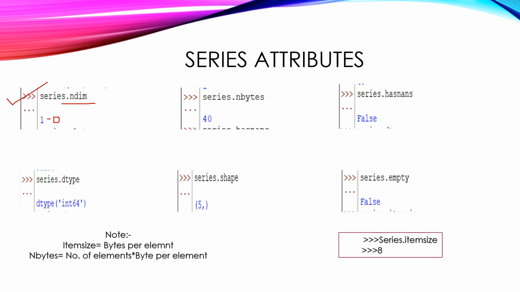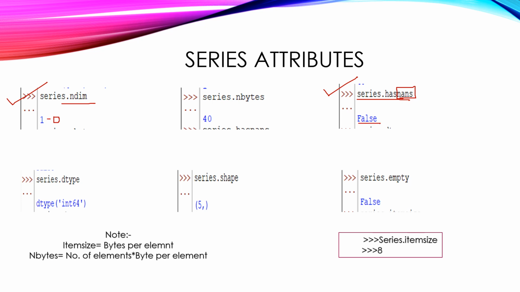As we move to another attribute, that is dot hasnans. Series.hasnans tells us if the series has any element which has an empty value or not a number value, that is NaN value. However, the series has all the values filled, thus this returns us False.